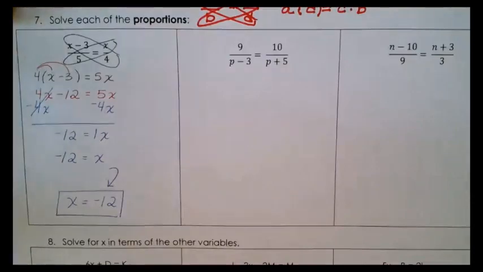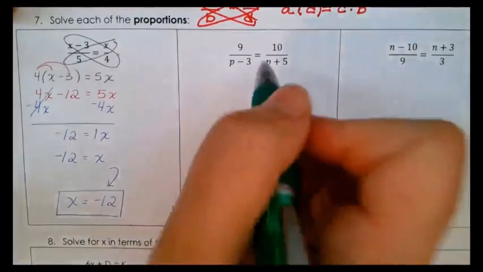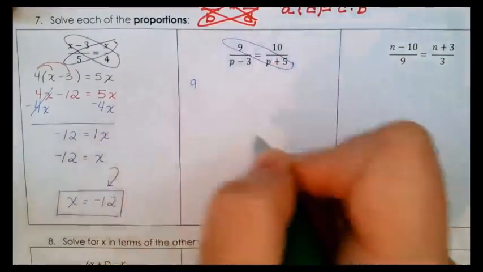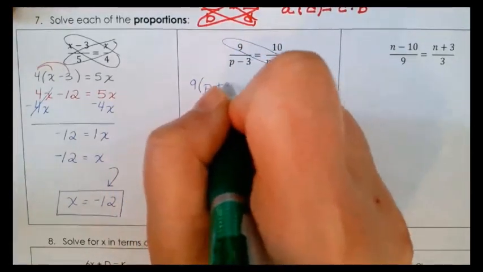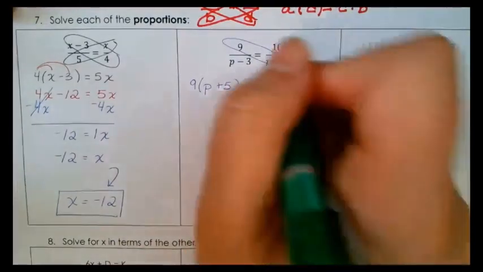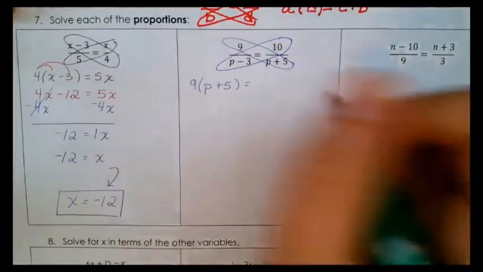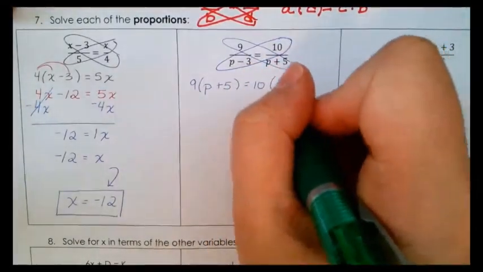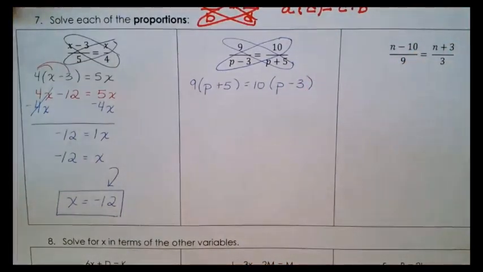Next question. 9 times p plus 5 is our first diagonal. I'm going to keep the 9 on the outside, protect the binomial p plus 5 by putting it in parentheses, equals. Now my other diagonal, 10 times p minus 3. Again, 10 on the outside, protect the binomial p minus 3, and now we distribute.